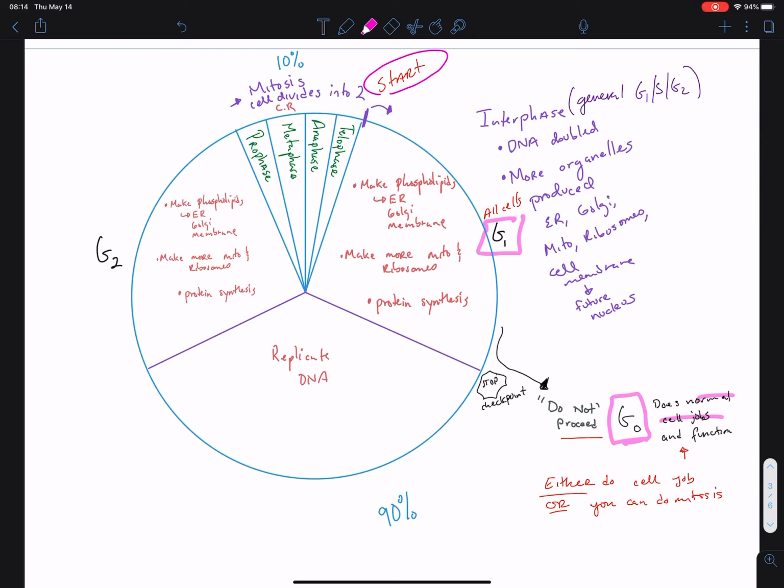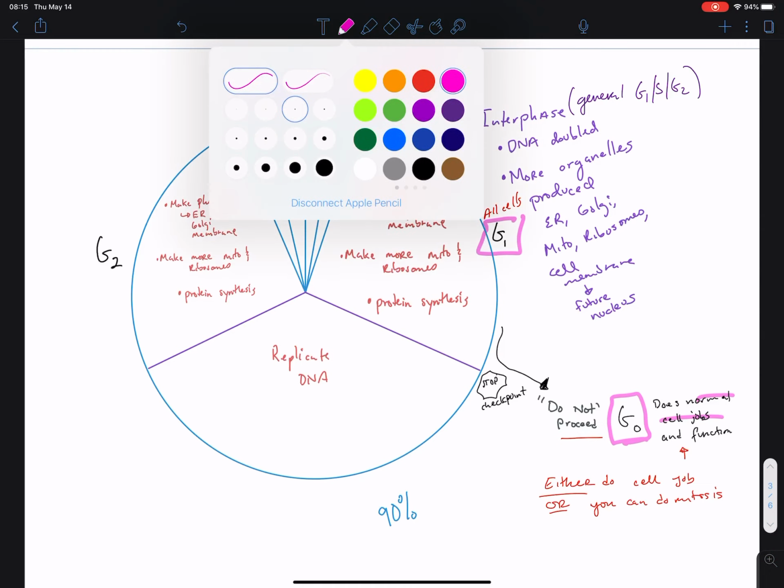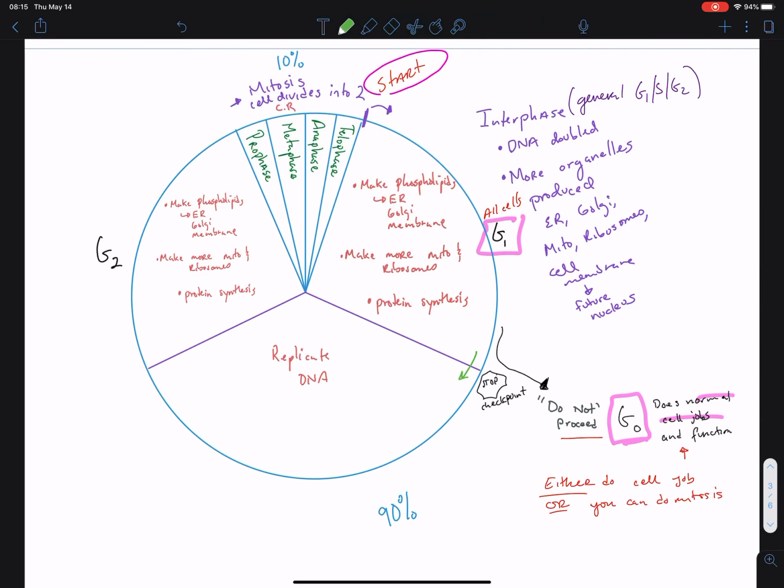So then from there, let's assume they've said, yep, you can go through. Now we're going to go into replicating DNA. This is the S phase. S is for synthesis, synthesis of DNA, replicate DNA. Sometimes I say duplicate DNA. All of that is really important. And this is where, in terms of an image I can give you, we go from 100% of our DNA to 200% of our DNA.